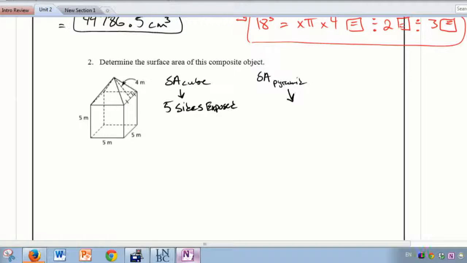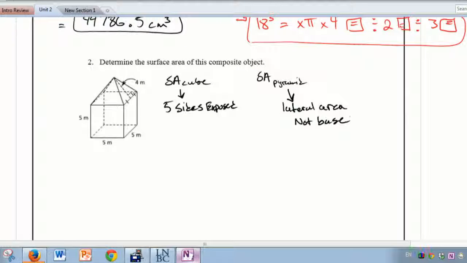And for my pyramid, what's kind of tricky about that is I'm going to take the lateral area, but not the base. Because the base of my pyramid is actually the top of that cube, and none of that is exposed to the outside. So I don't need to include it.